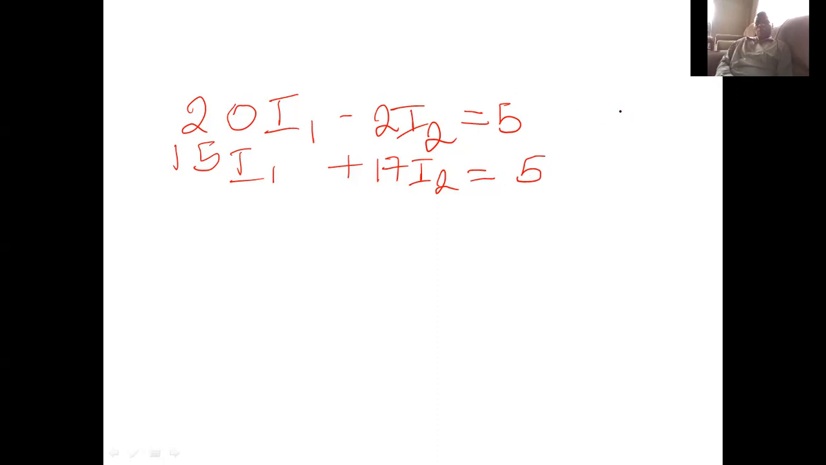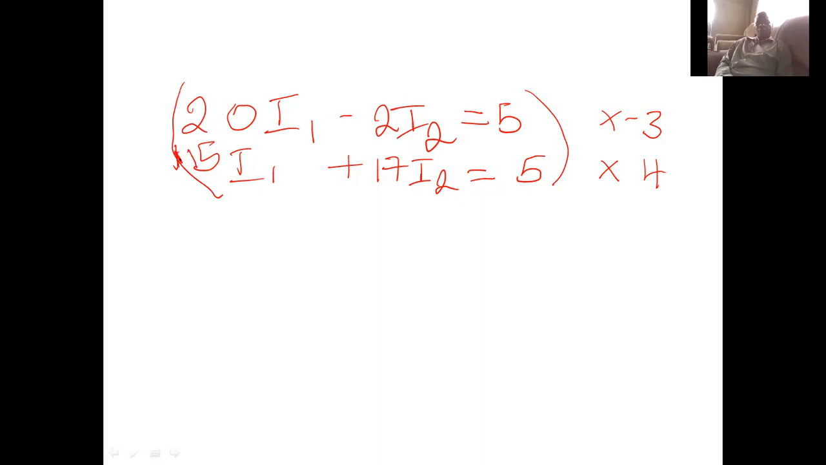So for us to solve these equations, one of them should be made to be zero. We can multiply by a factor so that we eliminate one of these. For example, if we multiply by negative 3 here, multiplied by 20 to give us negative 60, and we should also make this 15 to be positive 60, so that when we add, it gives us 0. And here we can multiply by positive 4, meaning that we are multiplying everything here.